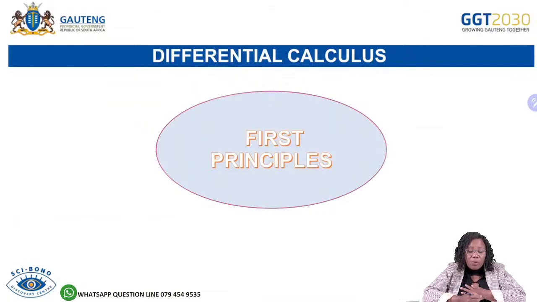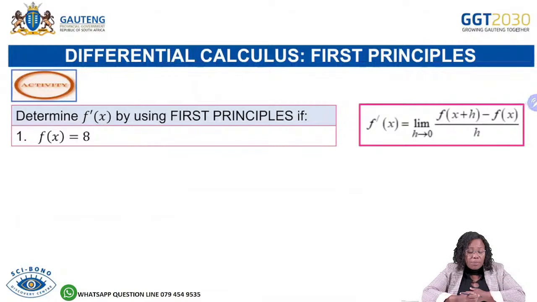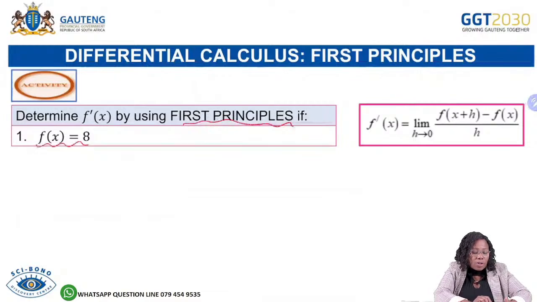And now we are in differential calculus. We are going to look at first principle, that is the first subtopic there, and then we will be unfolding different types of questions on how they ask this particular question in your exams. The first activity states: determine the derivative of f of x by using first principle if f of x is equal to 8.